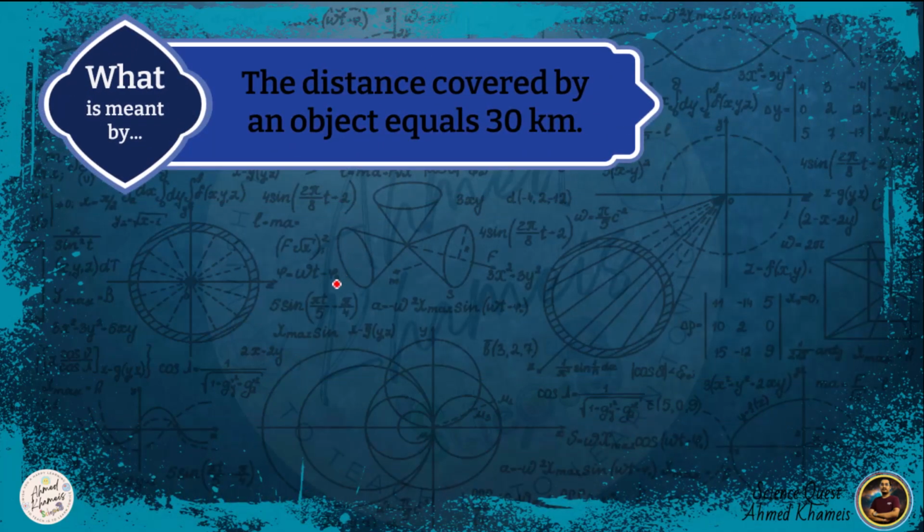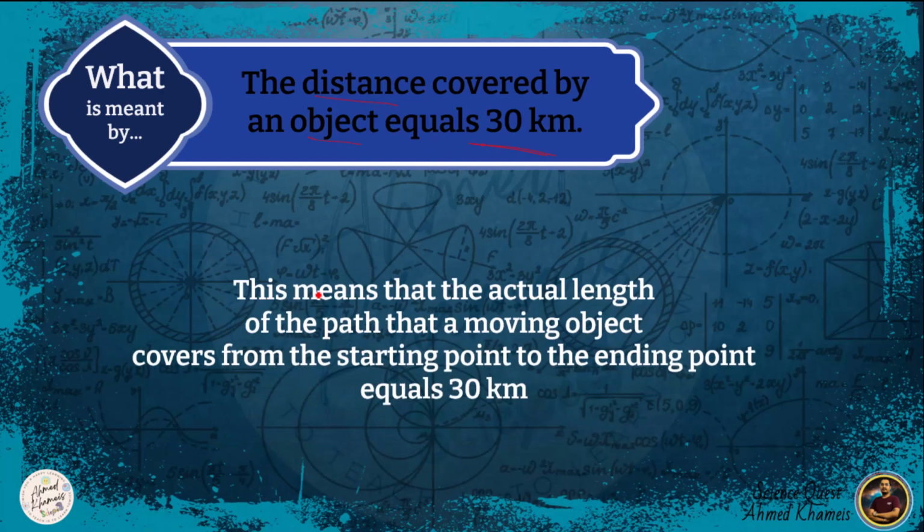So what is meant by the distance covered by an object equal to 30 kilometers? The distance is the actual path length. So the actual path length covered by the moving object equals 30 kilometers. So in this case, we say that this means that the actual length of the path that a moving object covers from the starting point to the ending point equals 30 kilometers.